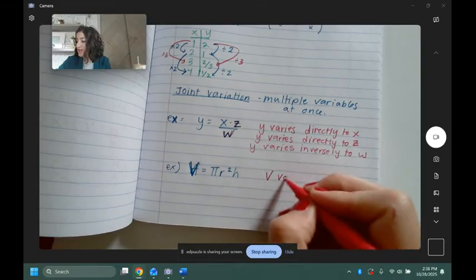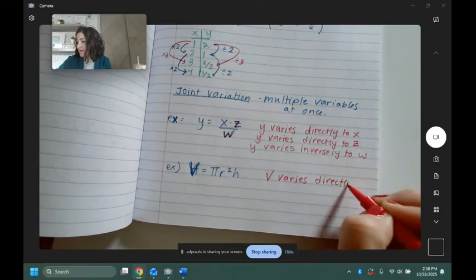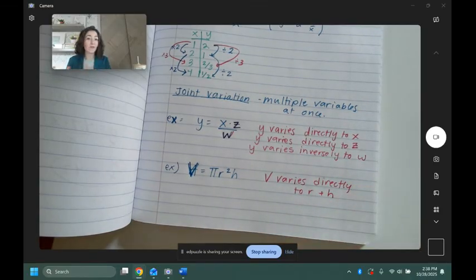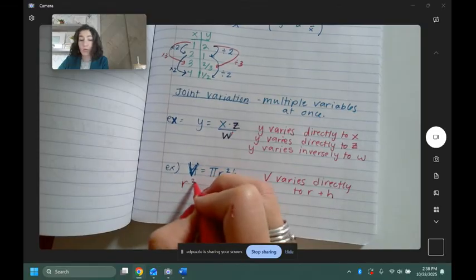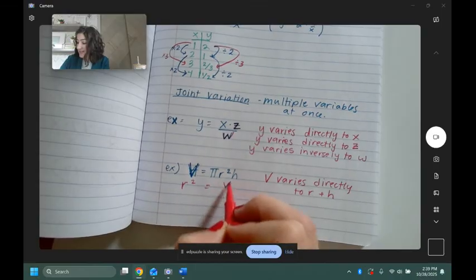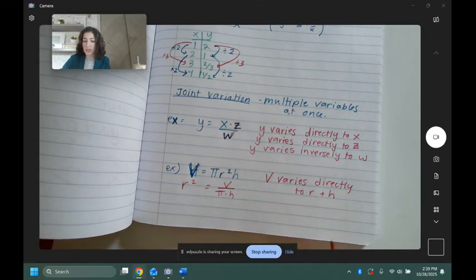So V is going to vary directly to R and H. If I were to move this equation around like I did with the other X and Y, let's say I just wanted to find R squared. So I'm going to divide V by everything else, pi times H. Okay, so now R is on the top, V is on the top, but H is on the bottom.